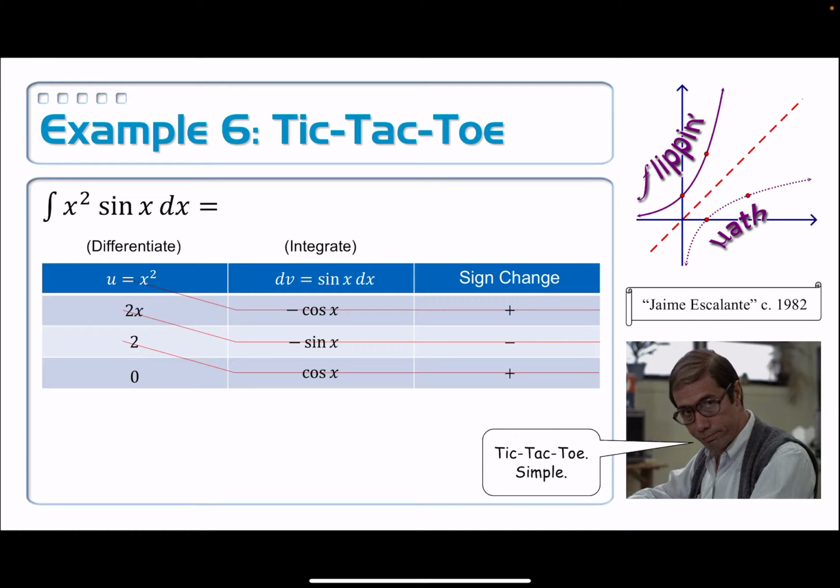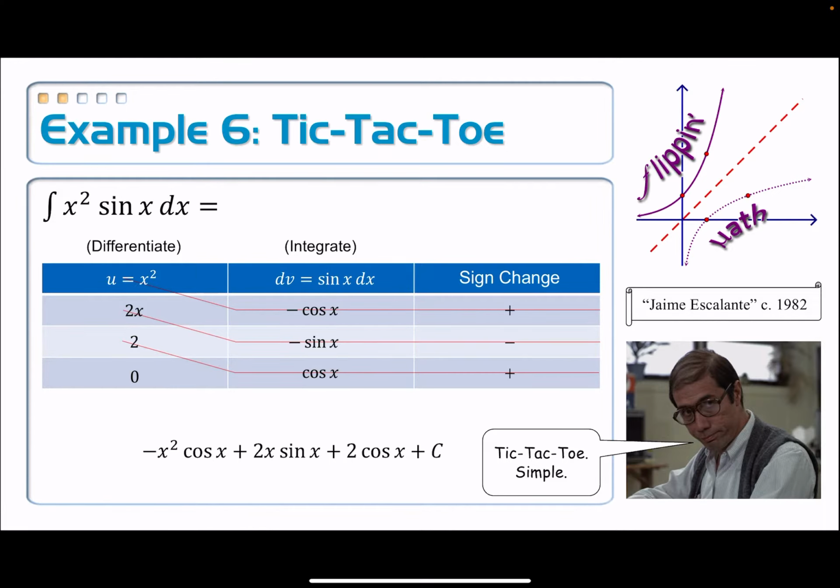So we're going to connect the dots like this. Remember it's supposed to be a u times a v. So it's x squared times a negative cosine times a positive 1. And then go to the next row, 2x times a negative sine x times a negative. These two negatives are going to cancel each other out. Then we do 2 times cosine times a positive 1, and here's our final answer. Don't forget your plus c. Notice that that is exactly the same answer that we got.